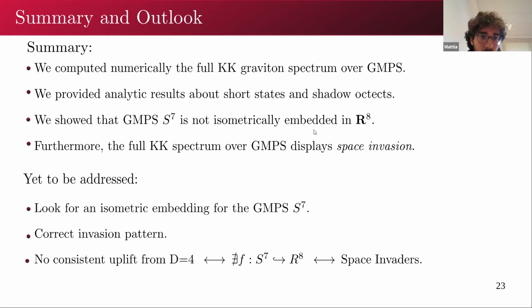Some interesting directions for the future would be, for example, to look for an isometric embedding for this manifold, because, for example, the squashed 7-sphere from Pope can actually be embedded in the quaternionic projective space. So what we have been trying to do was to embed our stretched and squashed 7-sphere into CP4, but without success. Another interesting thing would be to guess or to derive the correct invasion pattern, at least in a univocal way. But I don't see any realistic way of addressing this point without addressing the other two.